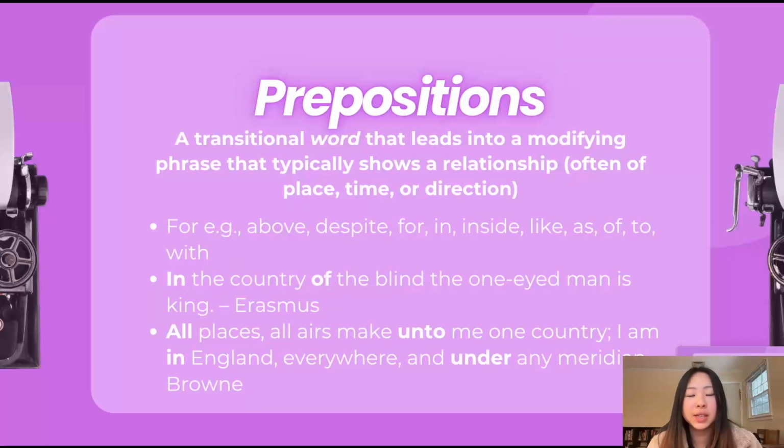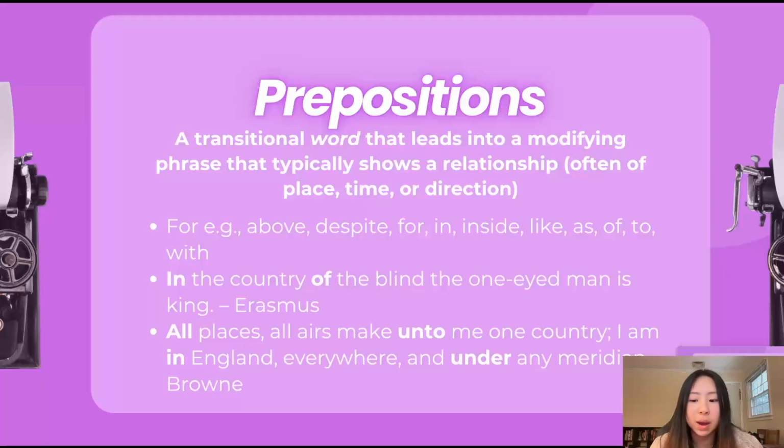So a preposition is a transitional word that leads into a modifying phrase and typically shows a relationship, so often of place, time, or direction. Some examples include in, under, of, with, despite, to, inside, and there's more on the slide as well. One sentence is, "In the country of the blind, the one-eyed man is king." So in that sentence, in and of are the two prepositions. They really situate the nouns in space and time and also logic.